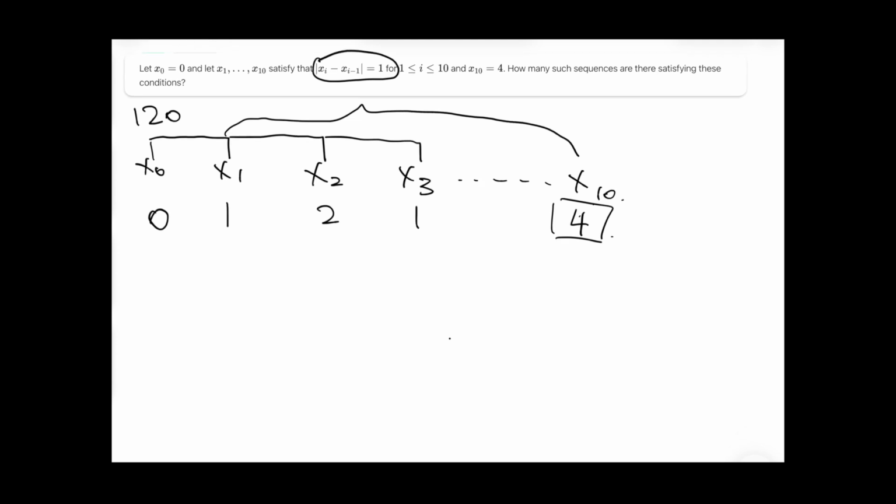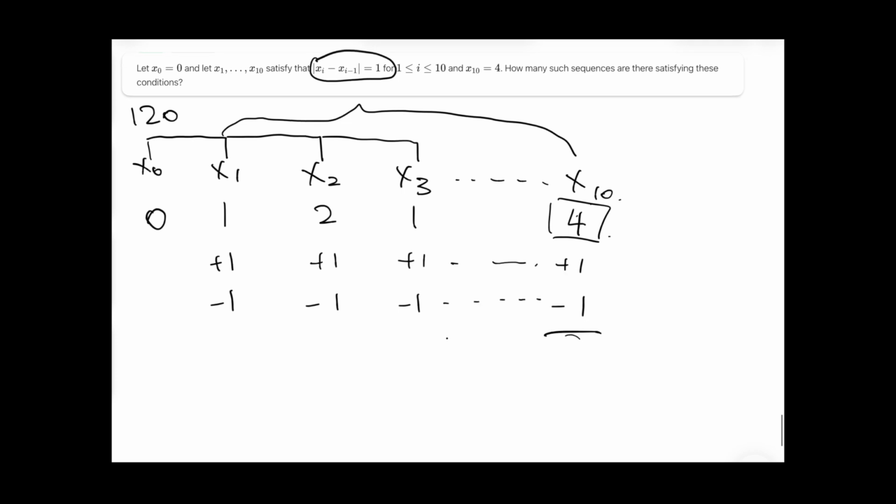Okay, let's think about this. Each variable can just be the previous one plus or minus 1. Maybe you can just write that as plus 1 or negative 1, plus 1 or negative 1, plus 1 or negative 1. And each of the 10 steps can be plus or negative 1, but eventually you want to make sure your last variable is 4.